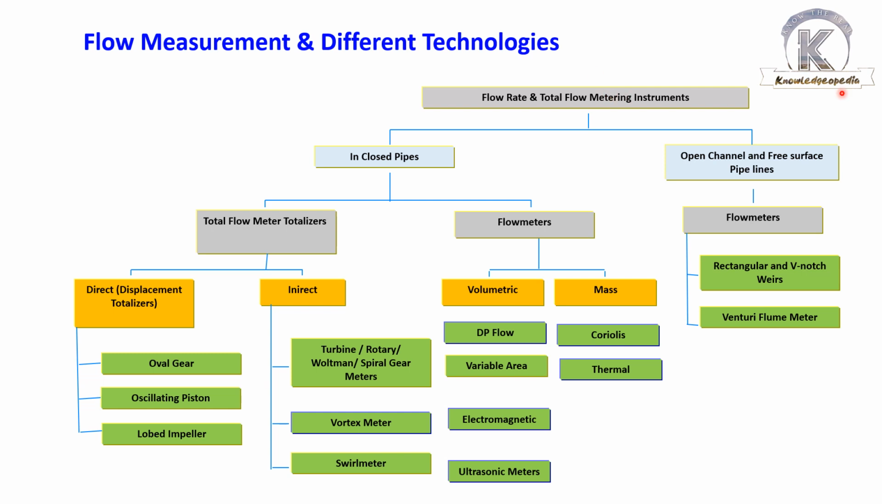So fluid may flow via a closed pipe or an open channel. This is a closed pipe, and this is the open channel flow meter. Particularly for open channels, different types of channel shapes are used along with ultrasonic technology. So these are some different measurement aspects.